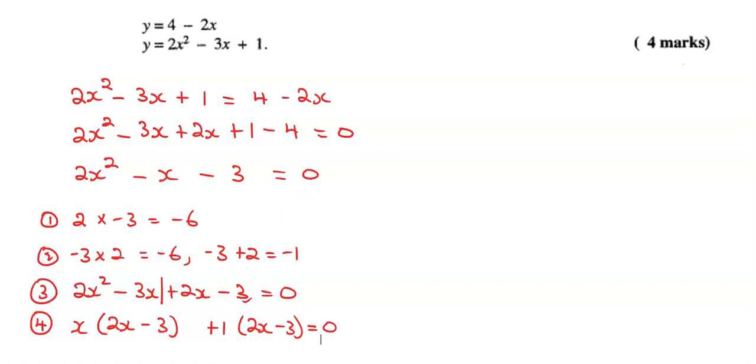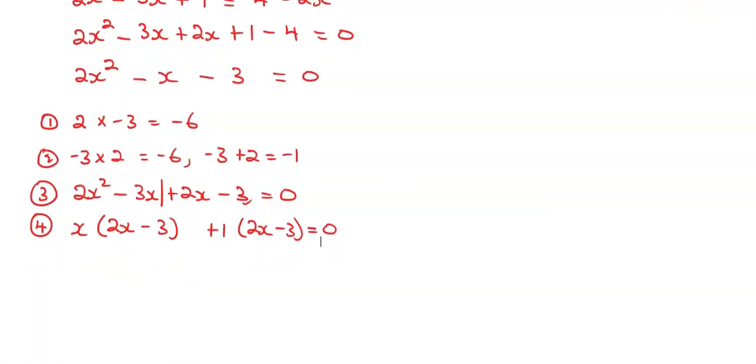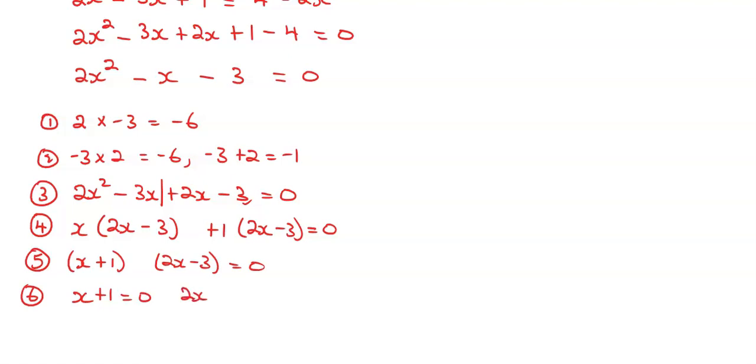Alright. Our step number 5 guys, step number 5 is to write our two binomials, that is x plus 1 and 2x minus 3, and that is equal to 0. In our step number 6, we're going to solve the two binomials, that is x plus 1 is equal to 0, and 2x minus 3 is equal to 0 also.